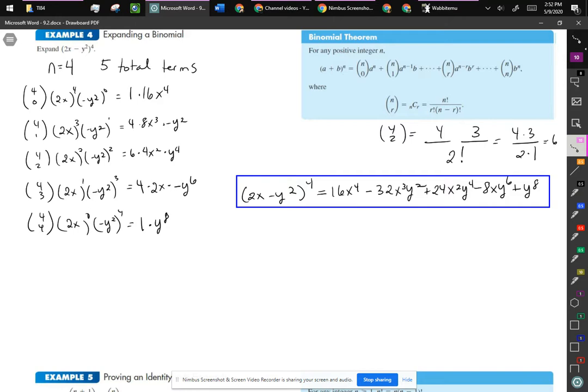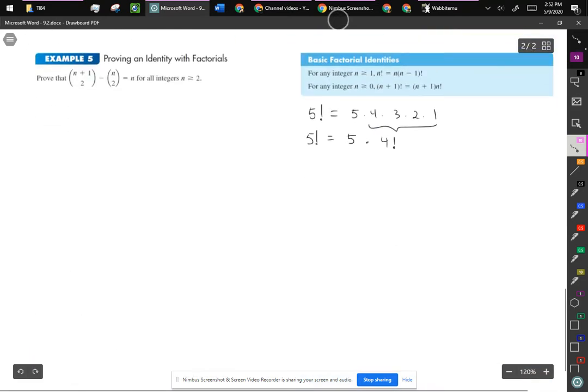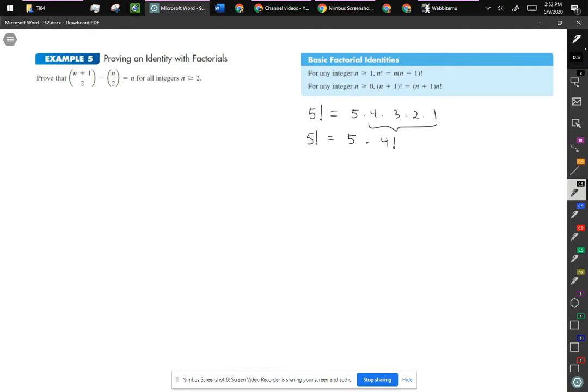Let's go ahead and apply the formula so we can actually do the identity or prove it. So I have n plus 1 choose 2 minus n choose 2 is equal to n for all integers n greater than or equal to 2. To prove this, I need to mess with one side only. So I need to make the left side, the combination side, equal to n, okay? So let's apply the formula.